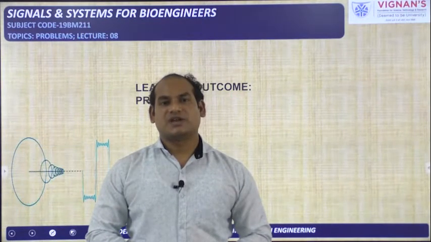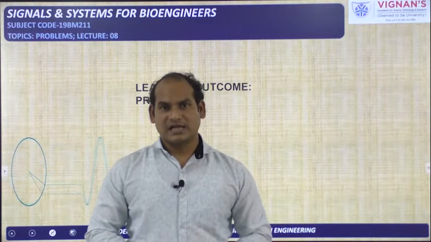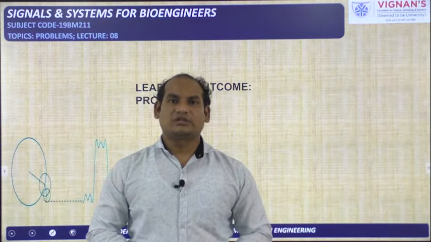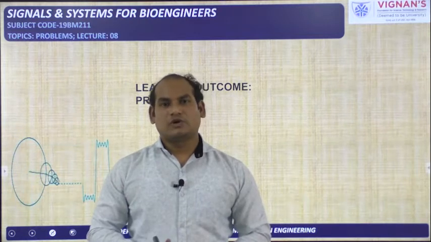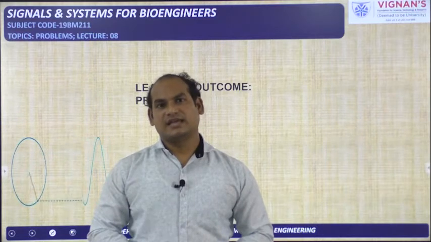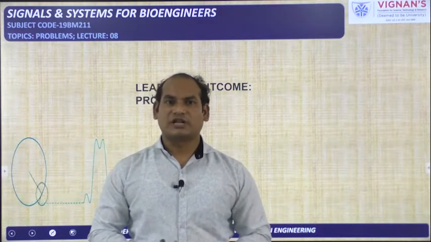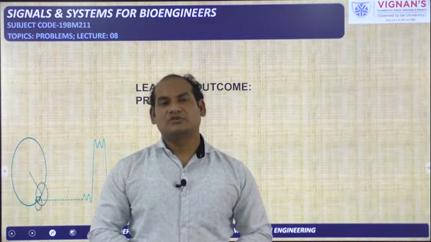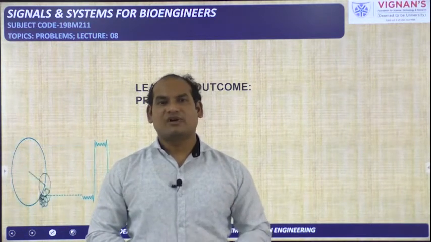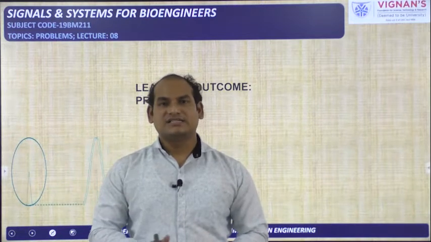In the previous class we have seen some properties of the unit impulse signal, that is, delta of at equals 1 by modulus of a times delta of t, and f of t into delta of t minus a equals f of a into delta of t minus a. And finally we have seen the integral, t changing from minus infinity to plus infinity, of f of t delta of t minus a dt, that is equal to f of a.